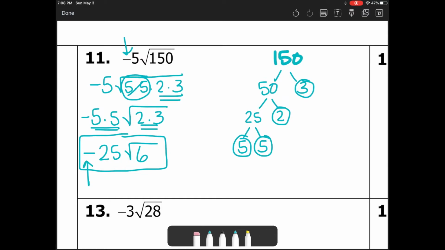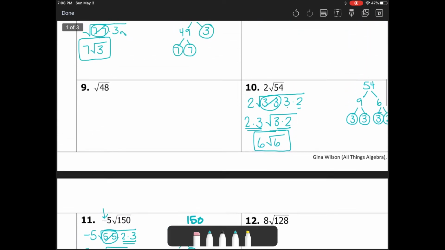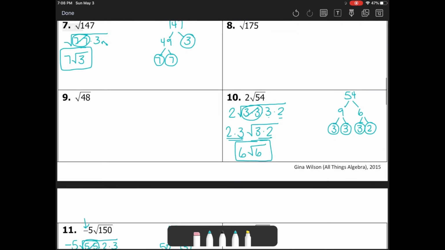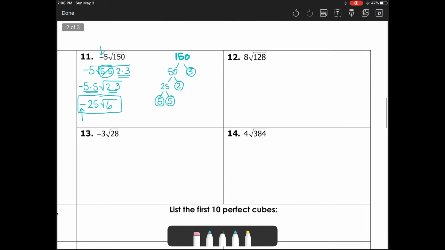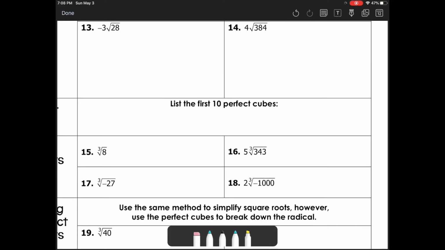Okay, so what I want you guys to do is try on your own numbers 8, 9, 12, 13, 14, and when you get done with those, check your answers. Pause the video, please, do those problems, check your answers, and then come back to talk about perfect cubes.